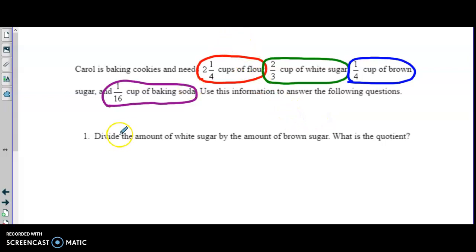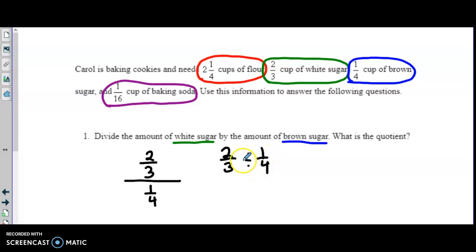So the first question says, divide the amount of white sugar by the amount of brown sugar. And what is the quotient? Okay, so we know that when we divide, we're going to set them up as a fraction. This is going to look weird at first, but I'm going to take my white sugar, which is 2/3, and divide that, using a big fraction line, by brown sugar, which is 1/4. Now that might not look like how you're used to seeing it. You might think that it should be written like this, and either way is fine. But I do want you to know that a fraction can be divided by another fraction with this giant fraction bar.